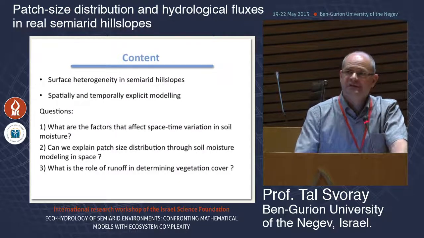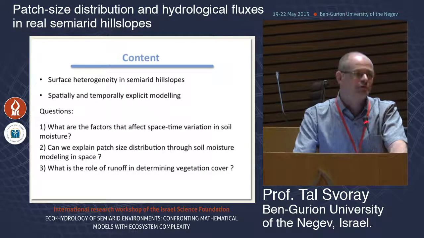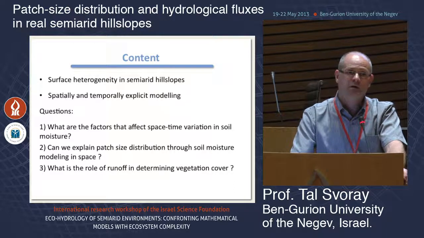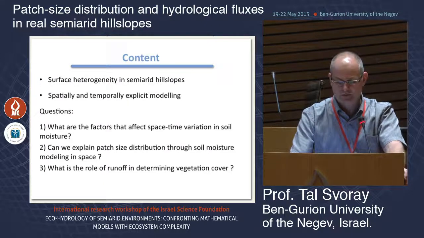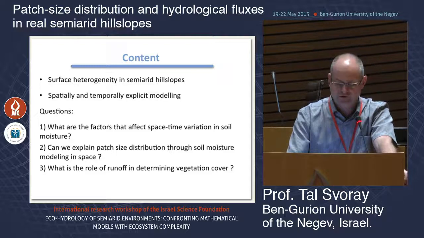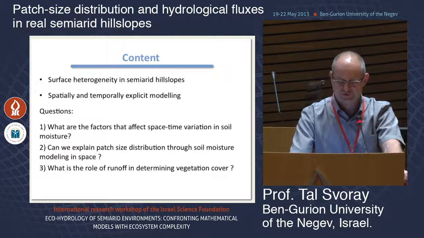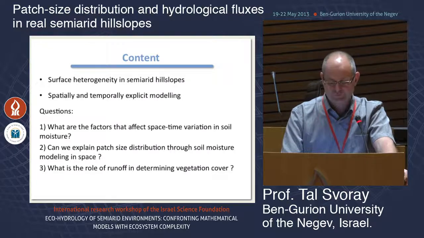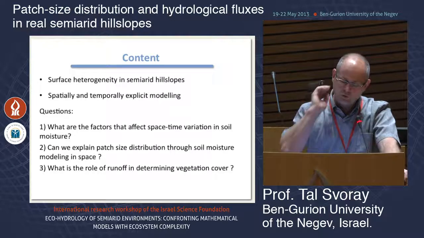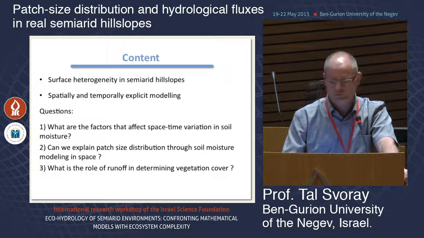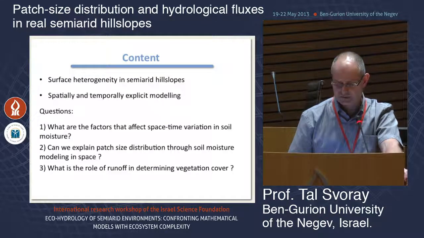So I will start with some evidence on surface heterogeneity in semi-arid hill slopes. Then we'll describe the model, some validation data, and then we'll focus on three questions. What are the factors that affect space-time variation in soil moisture? Can we explain patch size distribution at the slope scale using modeling of soil moisture? And what is the role of runoff contribution in determining, or limiting, vegetation cover in semi-arid areas?